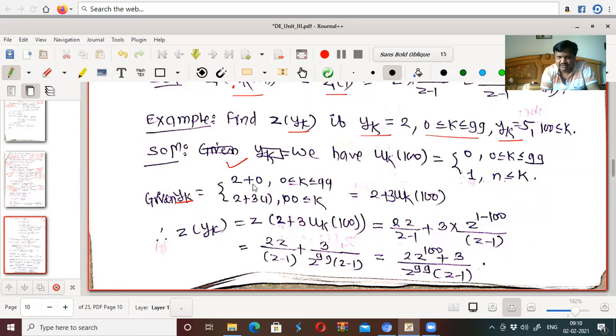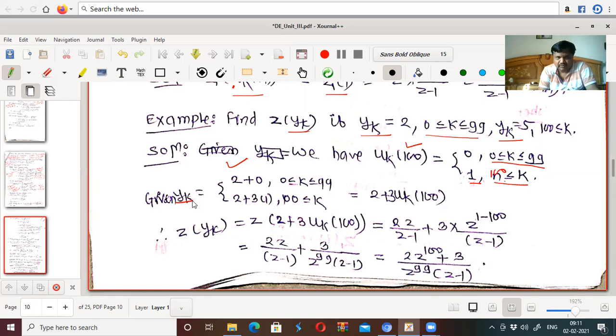So can I write 2 plus 0 for k lies between 0 to 99? This one, u_k(100) we have given. We know that u_k(100) is 0 if k is less than or equal to 99, and u_k(100) is 1 if k is greater than or equal to n. K is greater than or equal to n, that means 100. K is greater than or equal to 100. That is the case there.